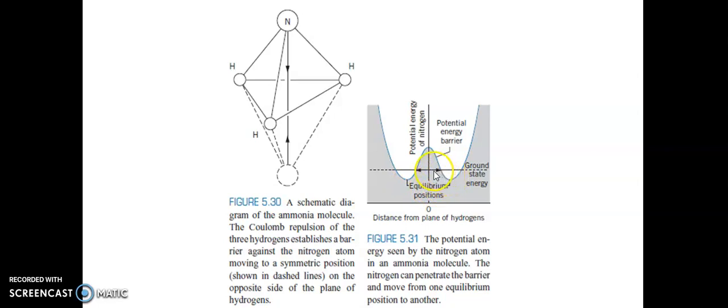So when we try to take this nitrogen atom close to the plane of the hydrogen atoms, there is a potential energy barrier. Assume that initially the nitrogen atom is here on one side of this barrier, and according to classical mechanics, unless we give sufficient energy to the nitrogen atom, it will not be able to surmount or jump over the barrier and appear on the other side of the plane of hydrogen.